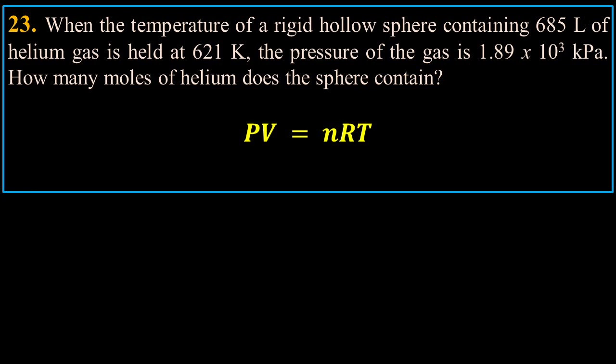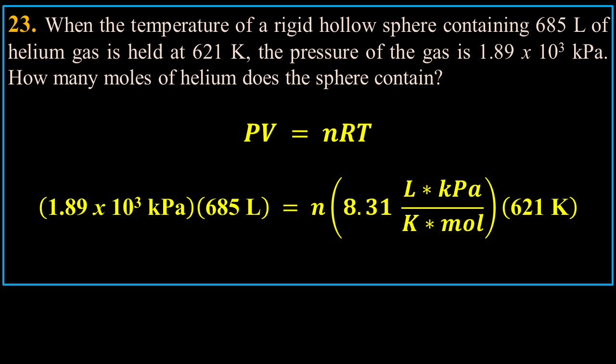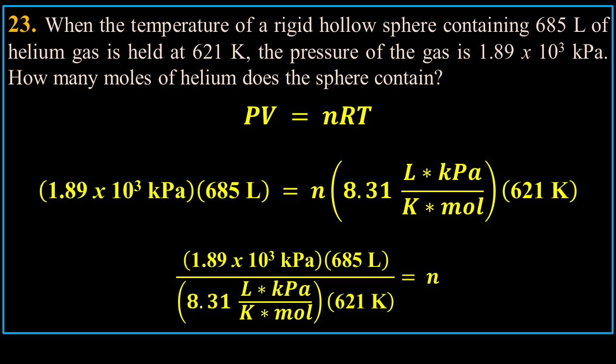Not based on two different volumes, etc. This is just PV equals nRT. There's no P1 and V1 and T1. So you plug in for P and V. That's the R. R is 8.31 liter kilopascals divided by the quantity Kelvin mole, and then the temperature is 681 Kelvin. Make sure that you're solving for n, so you're going to divide the right side by the left side.